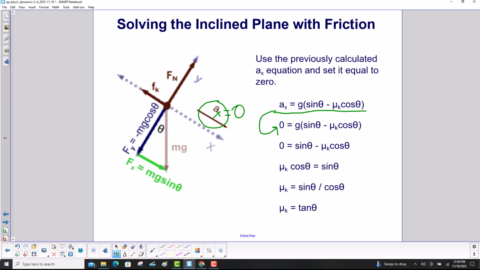That's g sine theta minus mu k cosine theta. Divide both sides by g, and then rearrange this. Put mu k cosine theta on the left side. Divide both sides by cosine theta. So we get sine theta over cosine theta, and the trigonometric identity shows that mu k is equal to tan theta.